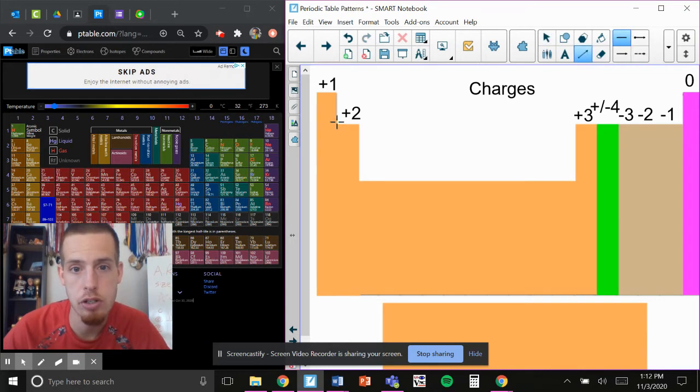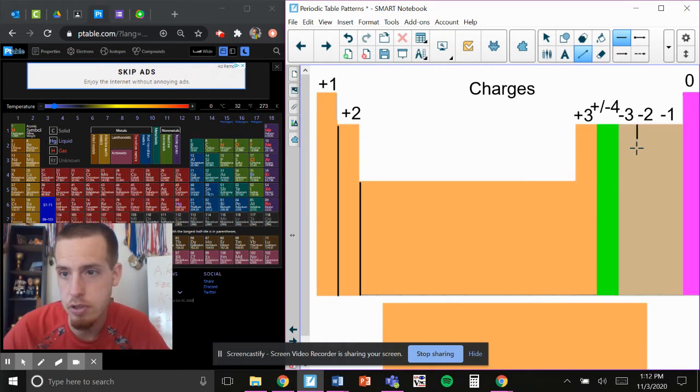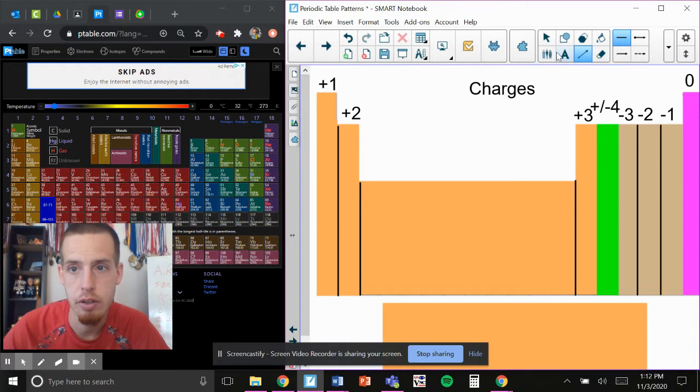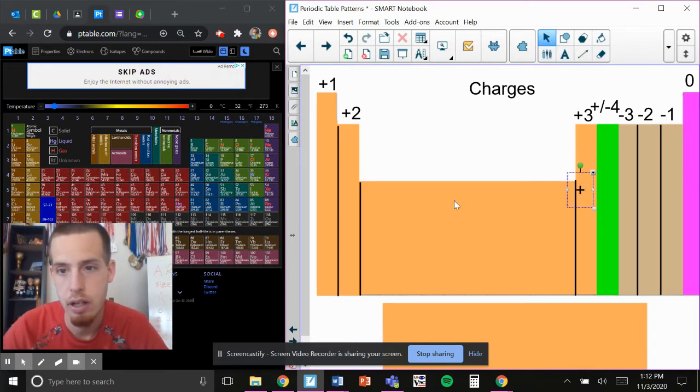Now, again, with the charges, nothing is perfect. I'm just going to split this up a little bit, just to make it easier to see. But the big part of it is this. Everything orange is positive. Absolutely everything is positive. Everything.